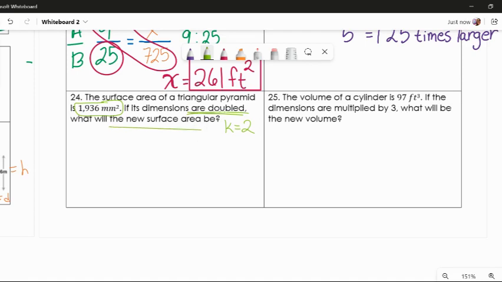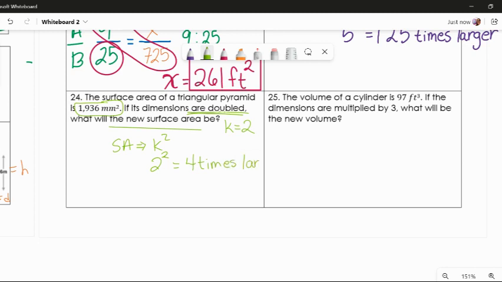Well, surface area means that we need K squared here because area is squared. So that's going to be 2 squared. And if you do that on your calculator or in your head, 2 times 2 is 4. It'll be 4 times larger.